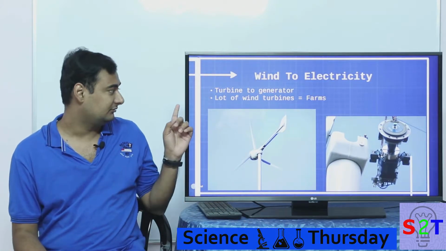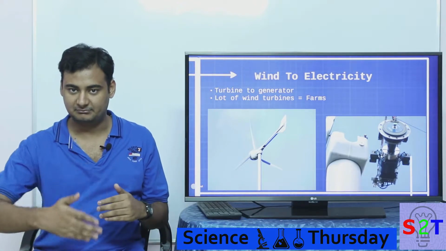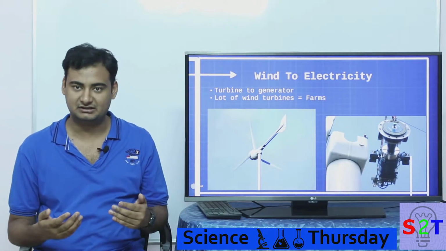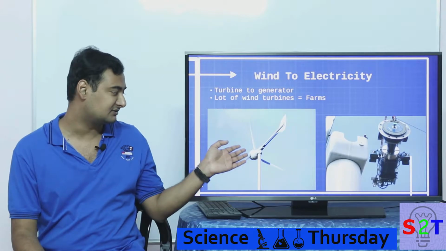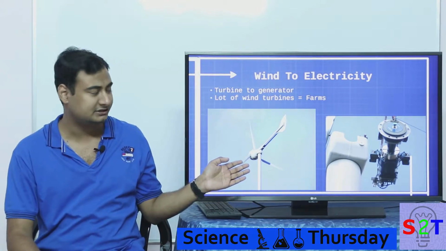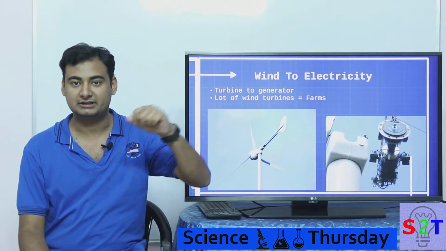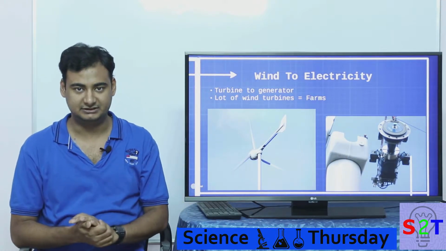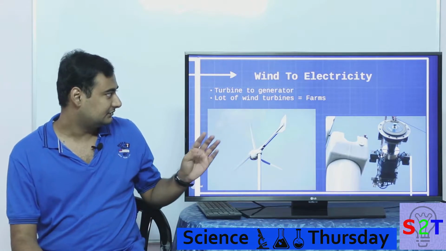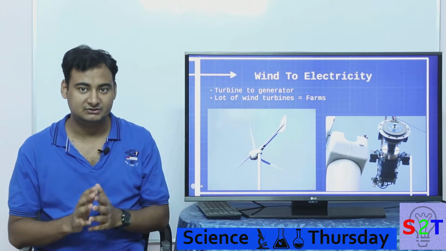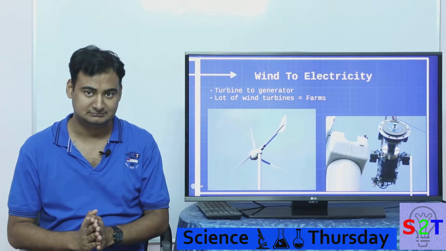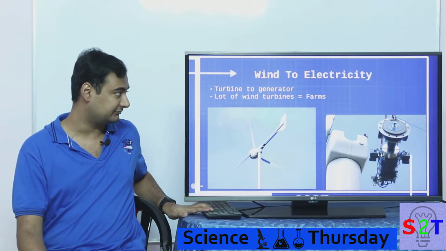It's very simple. We put a turbine, basically blades, and they rotate a generator, sometimes directly. In small scale they generally directly rotate the generator. In big scale, like few megawatt scale, they generally rotate a gearbox, and based on that, they rotate the alternator. And if you have a lot of wind turbines, we call them a wind farm. So this is how we get the electricity out of it.